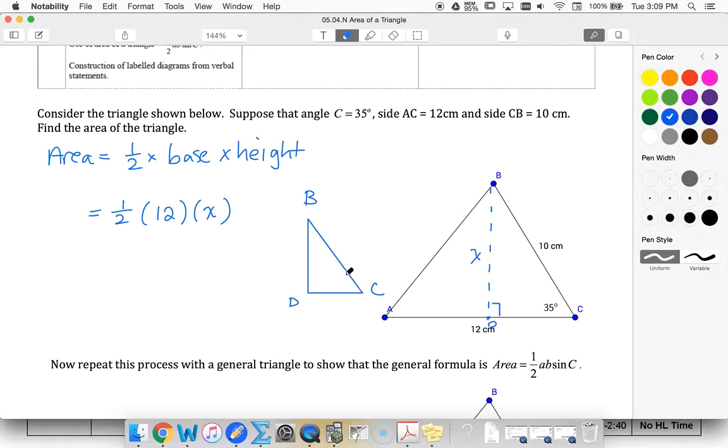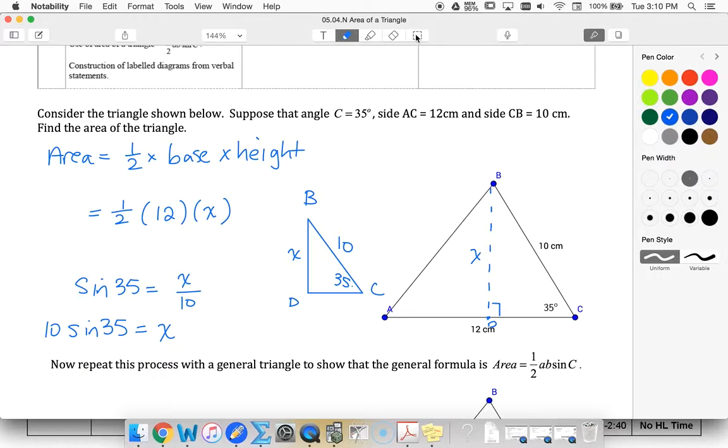I don't know how long this is, but I know that this is 35, and I know that this over here is 10, and X is what I'm missing. So X is opposite the 35, 10 is the hypotenuse, so I could say that I have this separate ratio where sine of 35 is equal to X divided by 10. Opposite of dividing is multiplying, so I'm gonna multiply both sides by 10. So 10 times sine 35 equals my X. So that means I can come and replace my X over here.